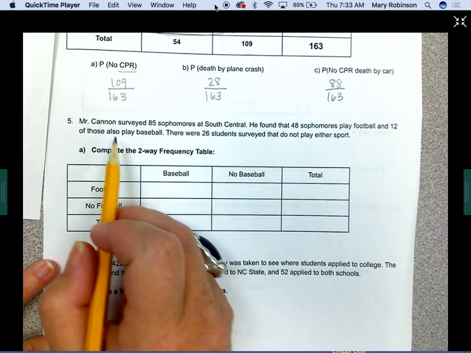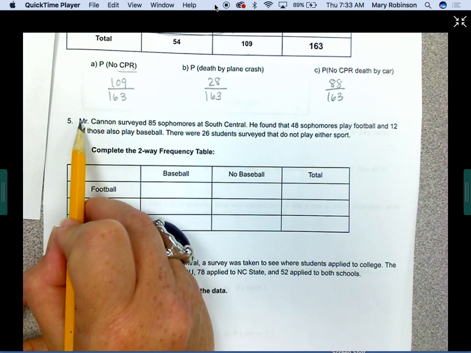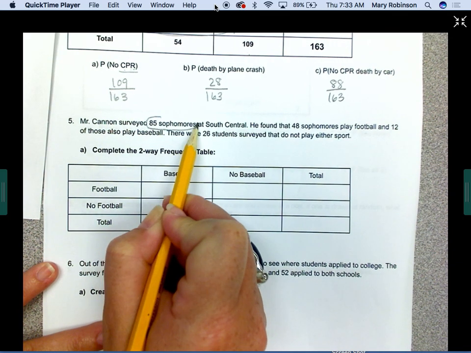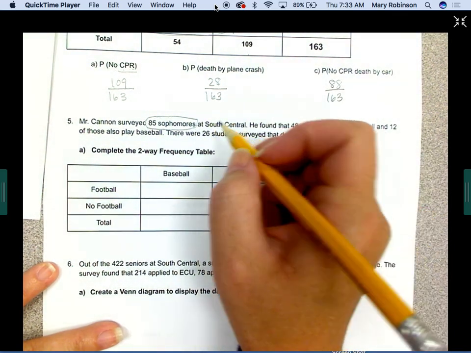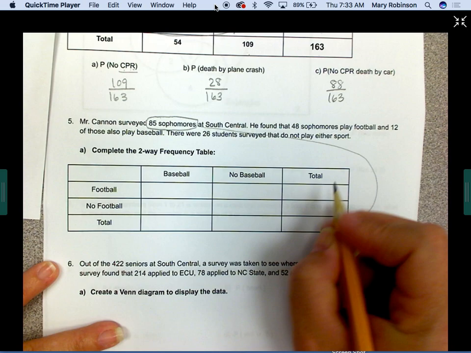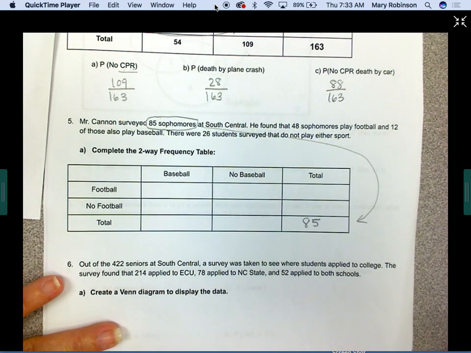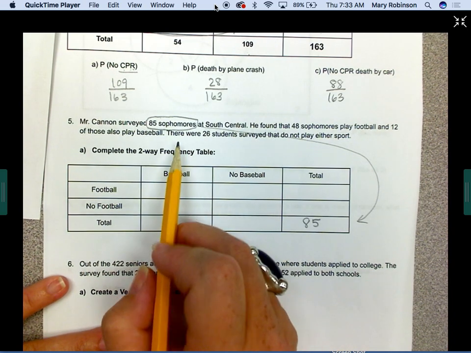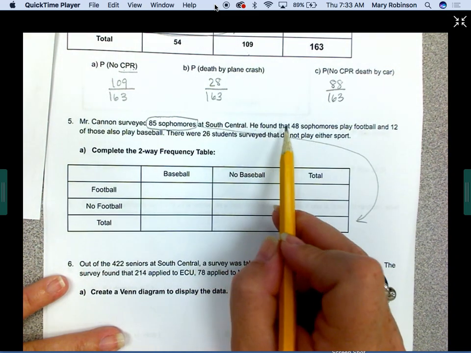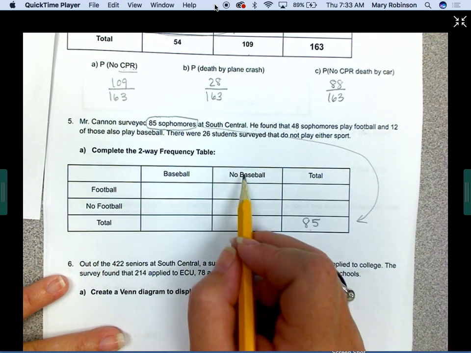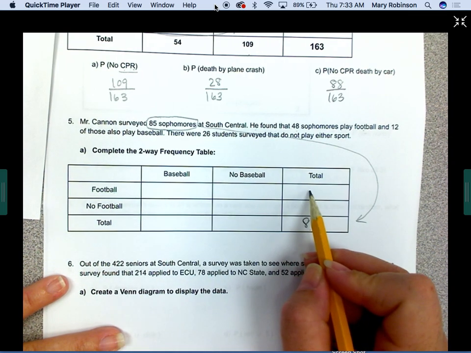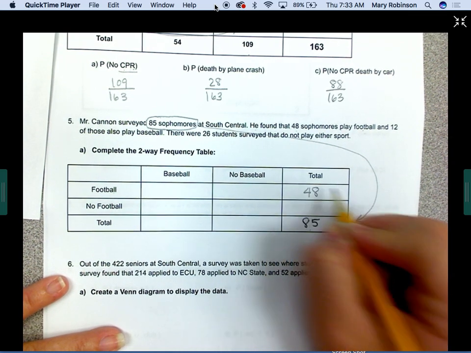So the big idea you need to catch on is that right here he surveyed 85 sophomores, and this table shows the results. So that 85 is going to go down here in our total. Out of those 85, 48 sophomores play football. So, football, total, 48 sophomores play football.